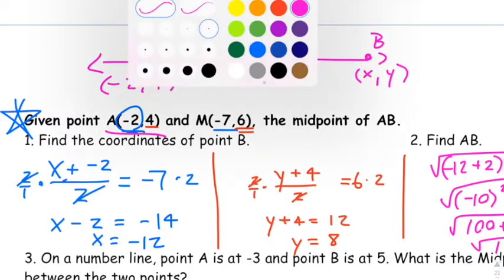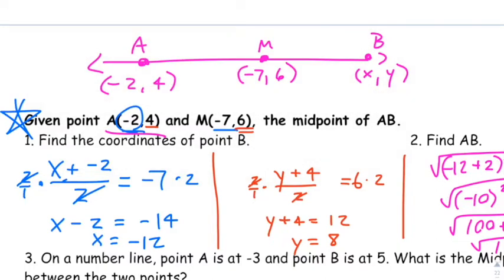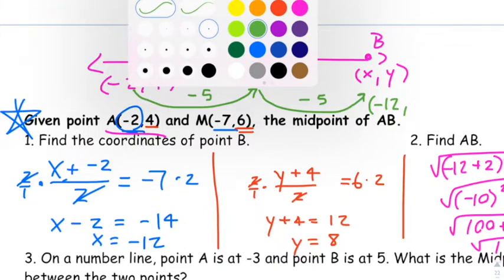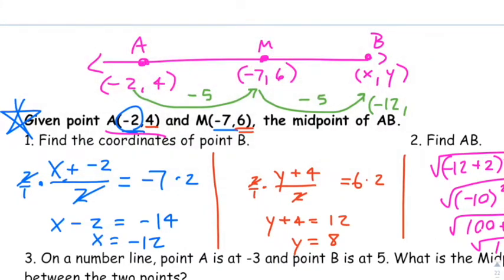And this is more of a visual and then just using logic here. So to get from negative 2 to negative 7, and I know I have this kind of backwards here, it looks like we're going to have to subtract 5. So that means to get from negative 7 to your x value, you're going to have to subtract 5 again from the negative 7, and that's where the negative 12 comes from. Now you can do the same thinking for your y values as well.